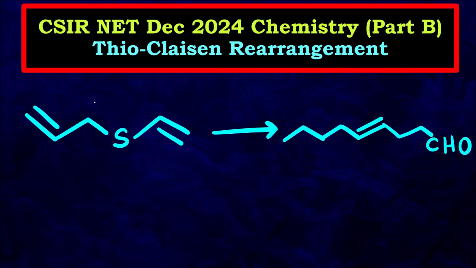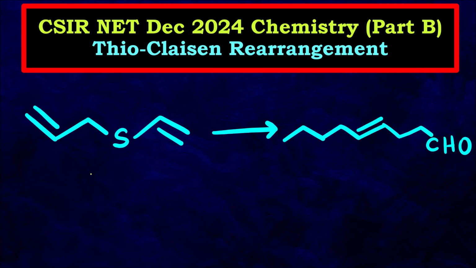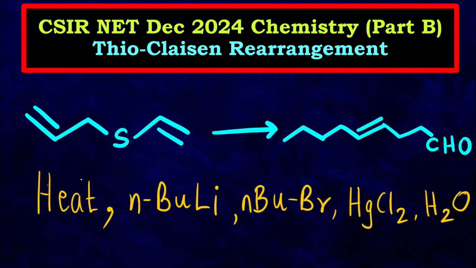So in this video, we are going to solve another question that was asked in the December 2024 paper. Here you can see the starting material and the final product, and these are the sets of reagents that were given. Heat is given, so what type of reactions take place in the presence of heat?